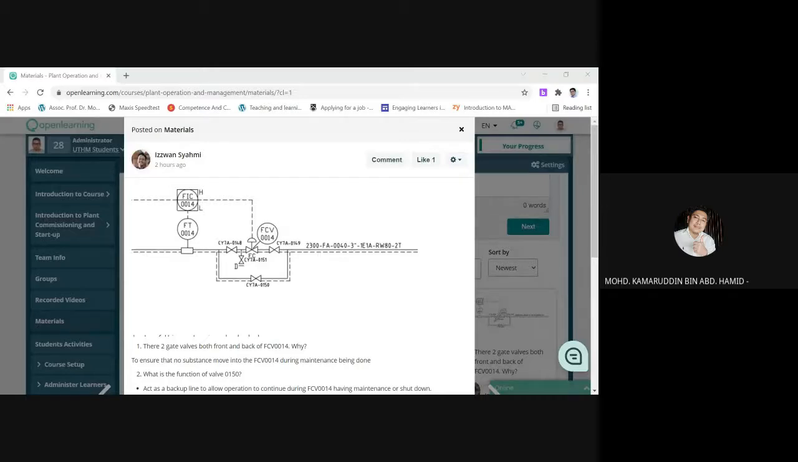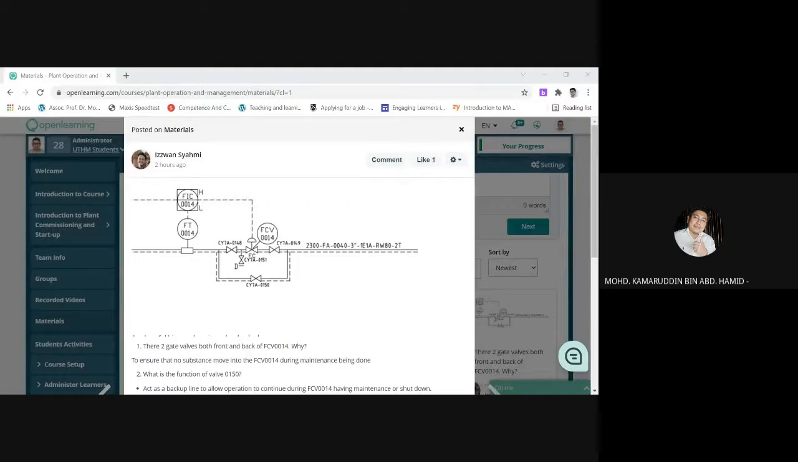Alright. Then since this is a liquid, once you close 0148 and also 0149, there is some liquid trapped in between. There will be some liquid trapped over there. So you need to open the drain valve 0151 to empty that liquid trapped within this control valve. So that is the purpose.